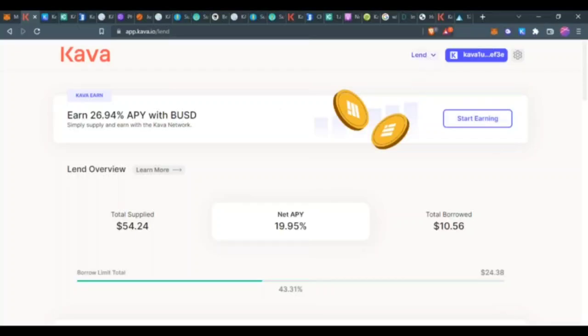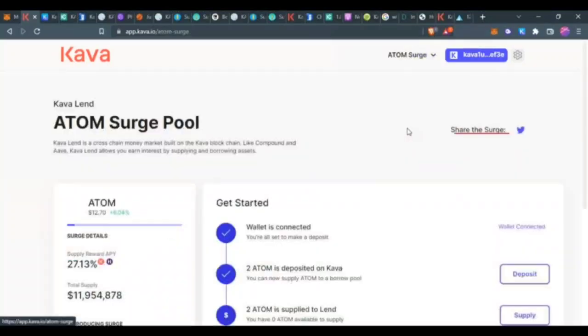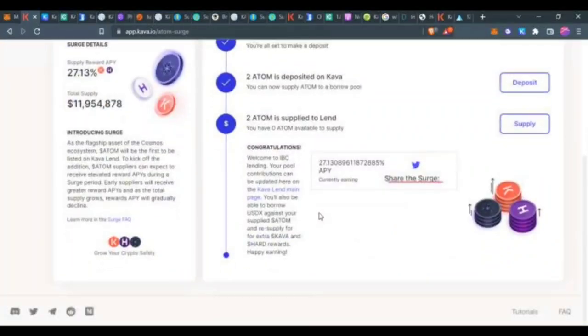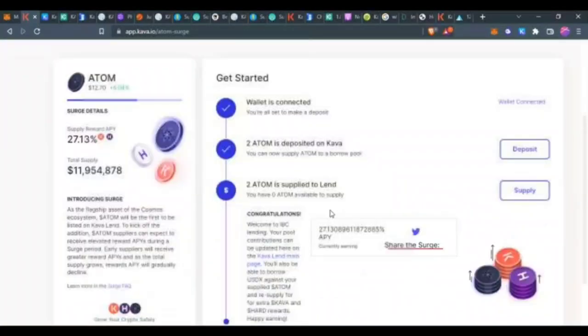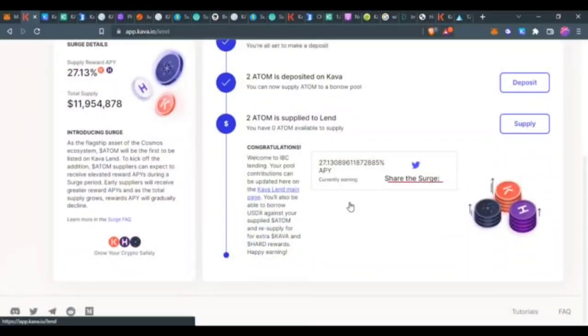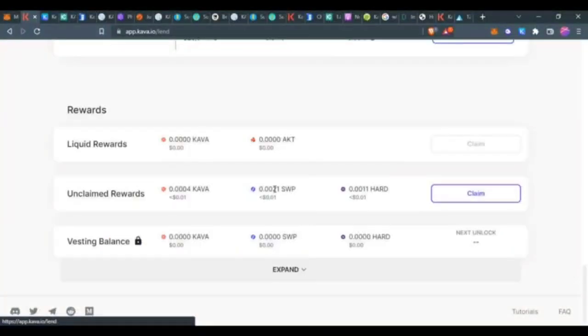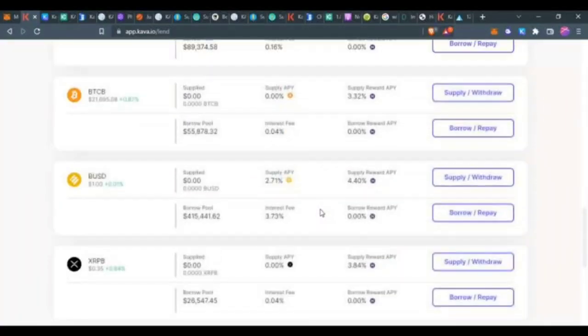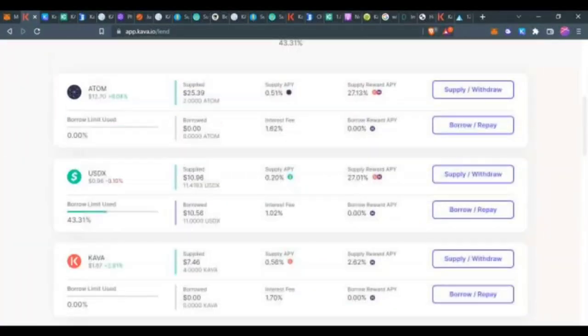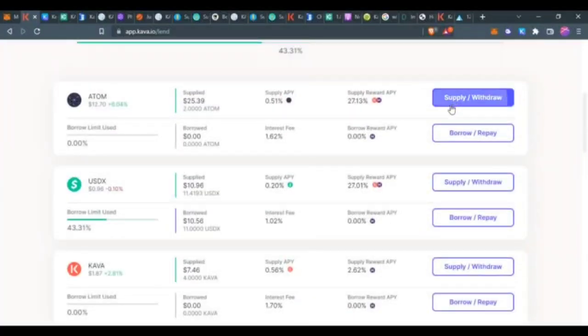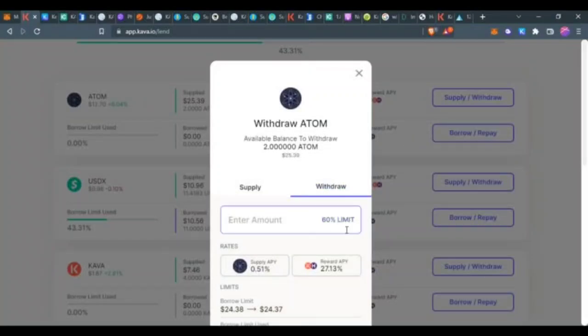We also have, I almost forgot, Atom Surge, right? You come over here and you just withdraw your Atom.